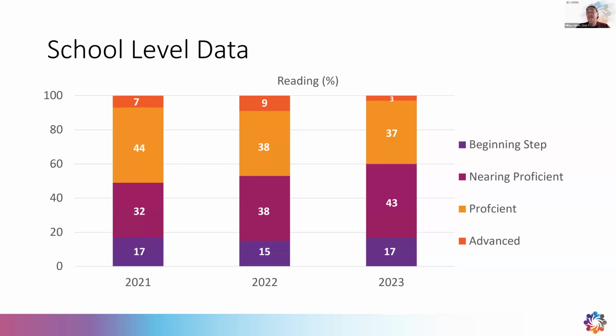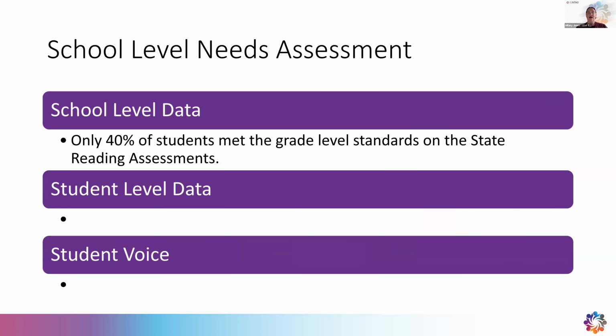So an example of school level data that we're going to look at for today may say something like this. Only 40% of students meet the grade level standards on the state reading assessments. And we have taken the data that we've seen and turned it into a needs statement. We're saying this is the challenge that our students are facing at a school level, that they're not meeting grade level standards. And we know that it's important for our students to read on grade level, right? If they're going to be successful over time, we'll have to dig into that.